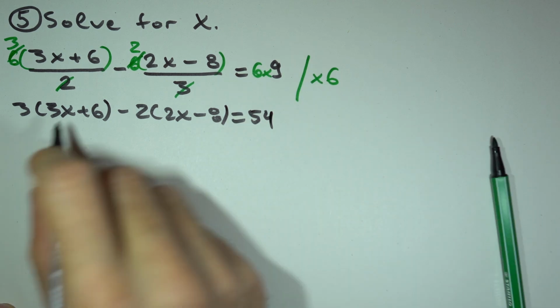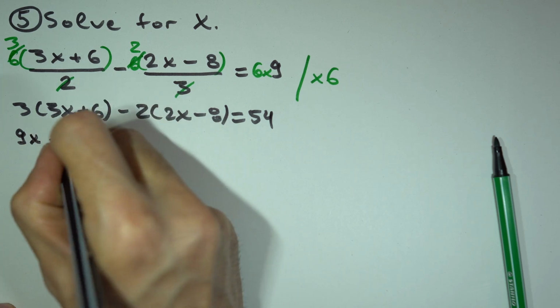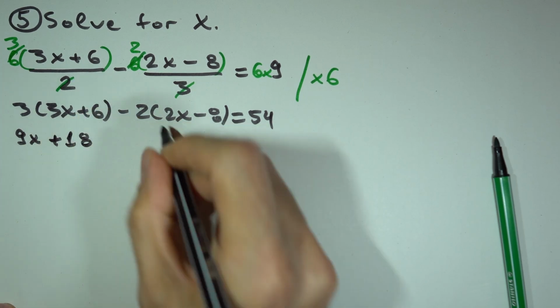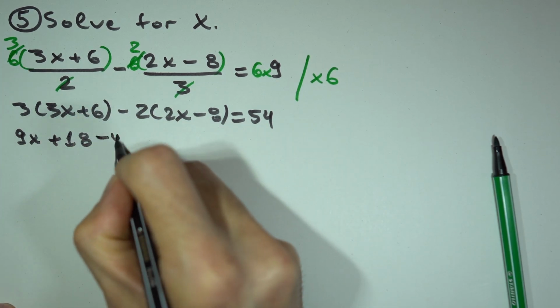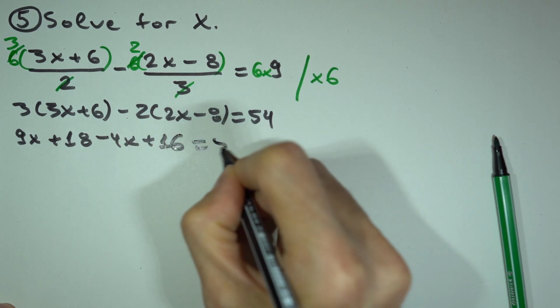Now we have to remove the brackets. 3 times 3x is 9x. 3 times 6 is plus 18. Minus 2 times 2x is minus 4x. Minus 2 times minus 8 is plus 16, and this equals 54.